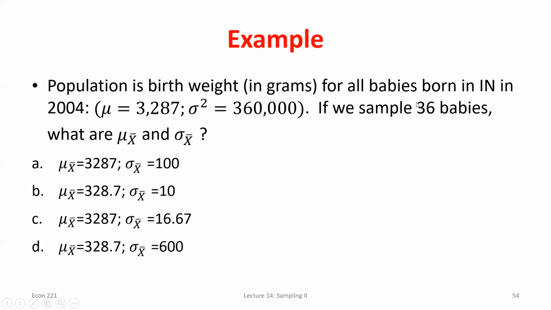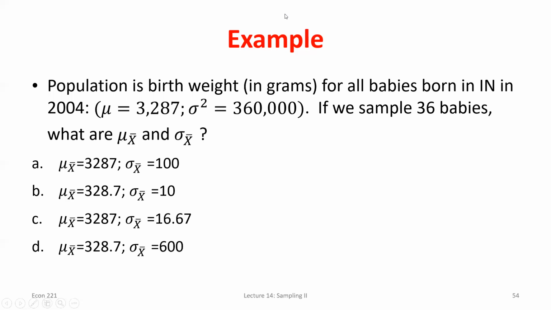We then sample 36 births. If I were to take, I don't know, 1,000 different samples of size 36, so take 36 births, calculate the average birth weight, write it down. Randomly sample another 36 births, take the average birth weight, write it down. What would the mean of those 1,000 sample means be, and what would the standard deviation of those sample means be?